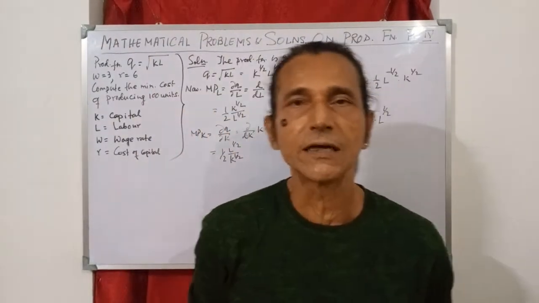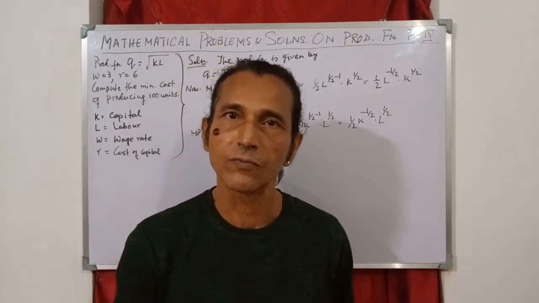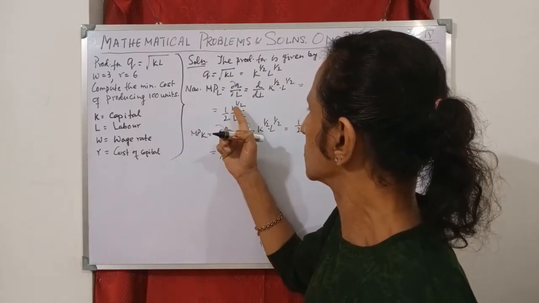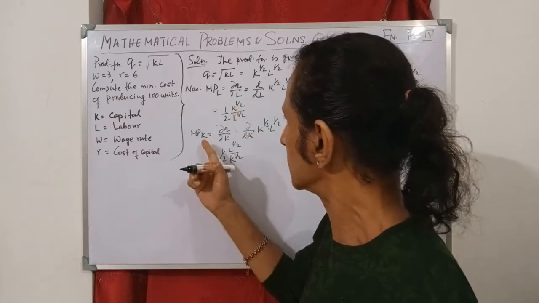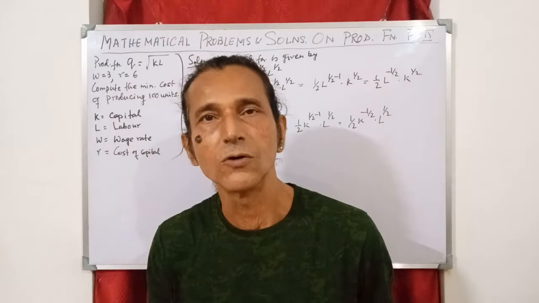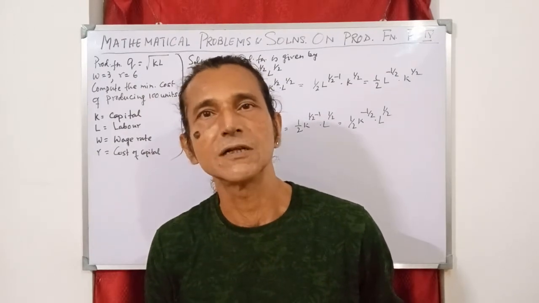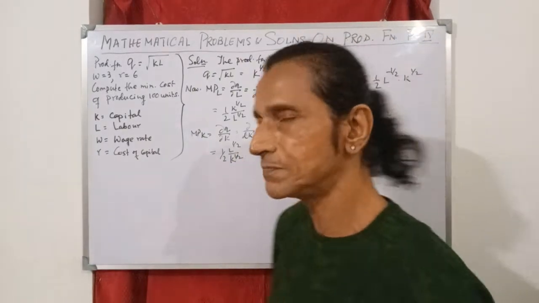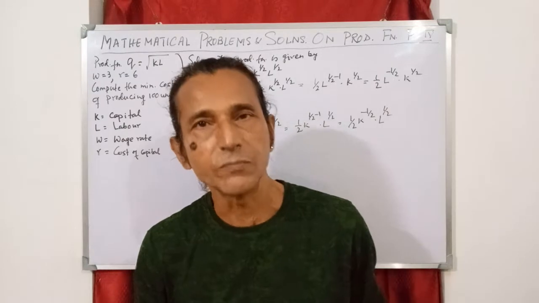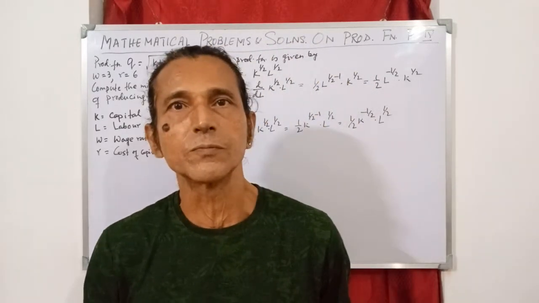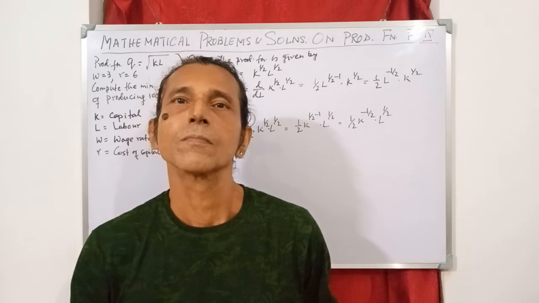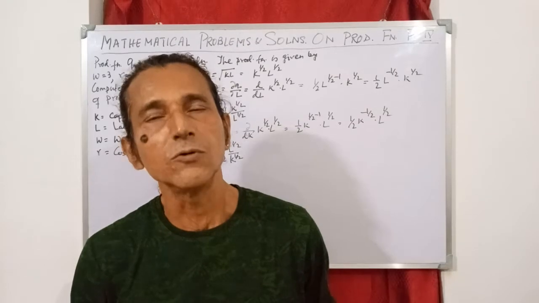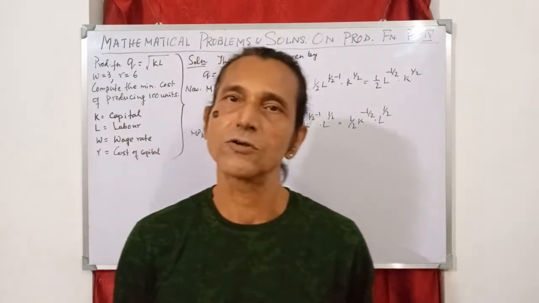So we have differentiated Q with respect to L to find out the marginal product of labor, and that is half k to the power half divided by L to the power half. And in this step we have differentiated Q with respect to K to find out the marginal productivity of K, which is equal to half L to the power half divided by k to the power half. Right? Now at equilibrium, the ratio of marginal productivities is equal to the ratio of input prices, that is MPL by MPK equals W by R, where W is the wage rate and R is the cost of capital.